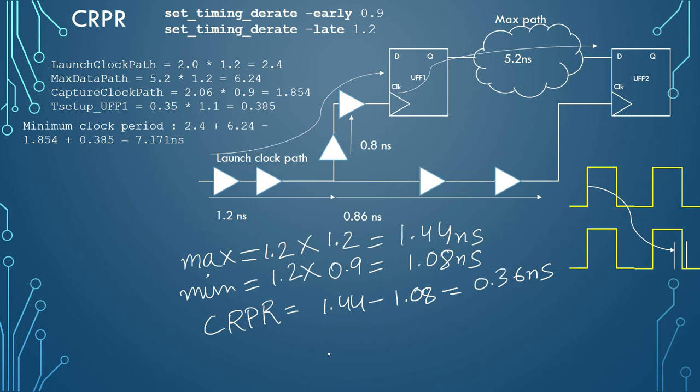And for the effective clock period we need to subtract this value from your 7.171. That means your final clock period will actually be 7.171 minus 0.36. Sorry, it will be 6.811 nanoseconds. So you can see that we were actually adding some extra pessimism. The real clock period should be 6.811 nanoseconds instead of 7.171 nanoseconds.